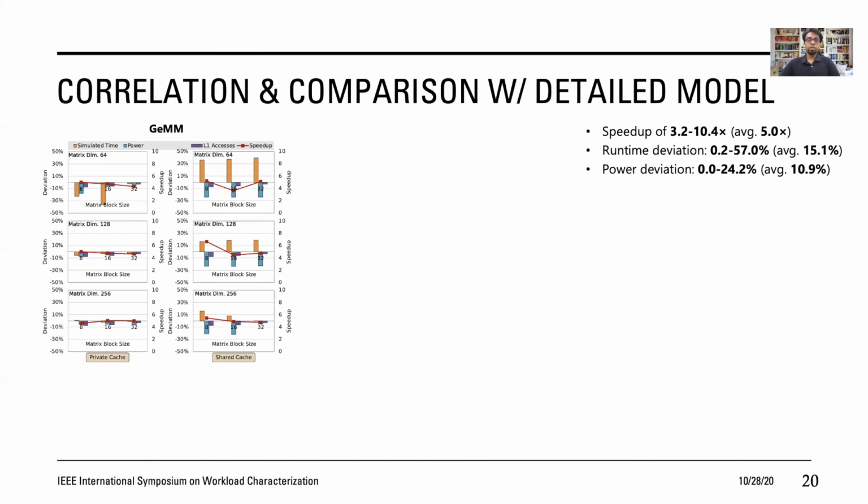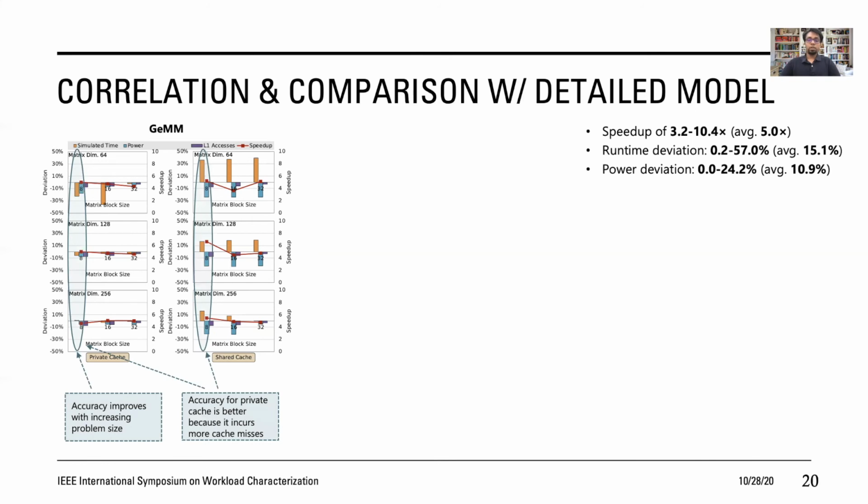I discuss some key takeaways in this slide. For GEMM, we see that the accuracy improves with increasing matrix size, and the accuracy for private cache is better than shared cache. This is because shared cache incurs far fewer L1 misses, and thus the shared cache timing is entirely dependent on the accuracy of simulating the compute operations, which is what HetSim compromises on.